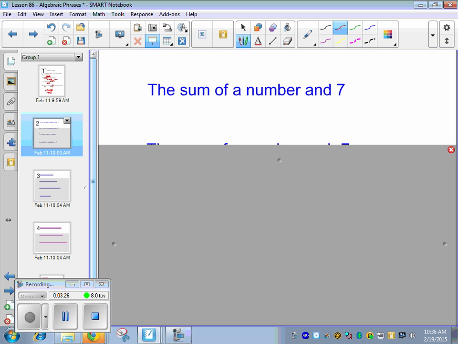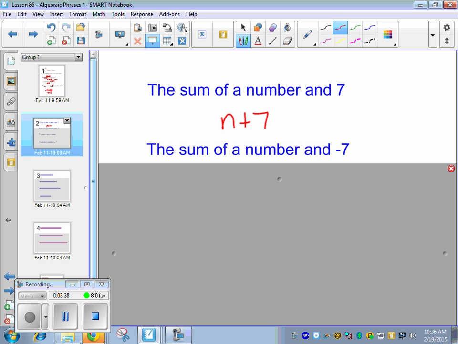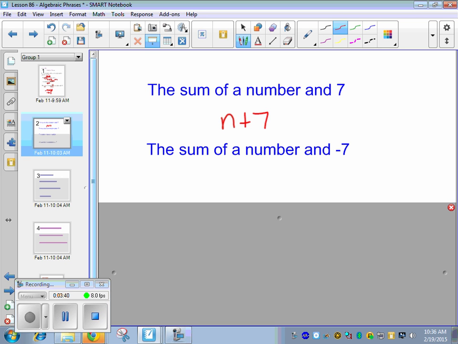Write it down. The sum of a number and 7. So Holly, what do you think for the sum of a number and 7? Yep, that was easy. Okay, write this one down. The sum of a number and -7. Haley, what do you think for this one? Yep, n plus -7, and instead of plus negative, Julia, what can I write? Yep, you could just put that.